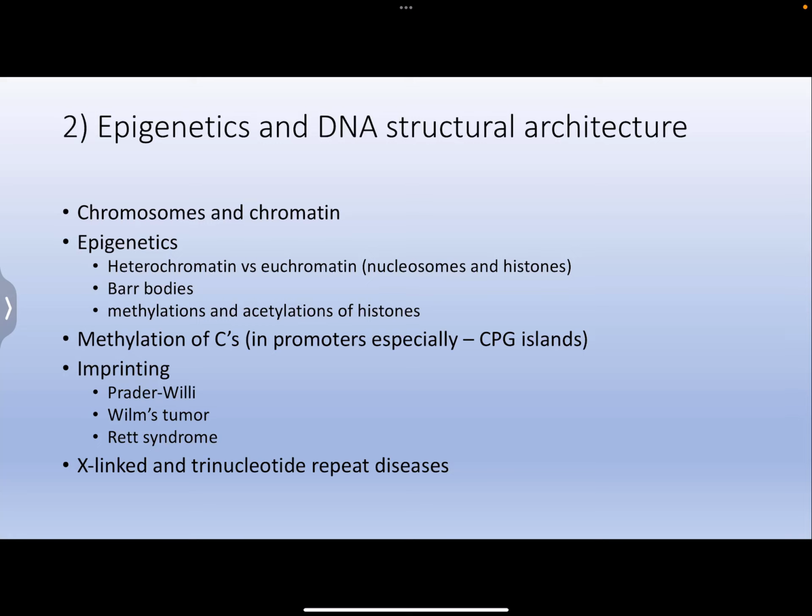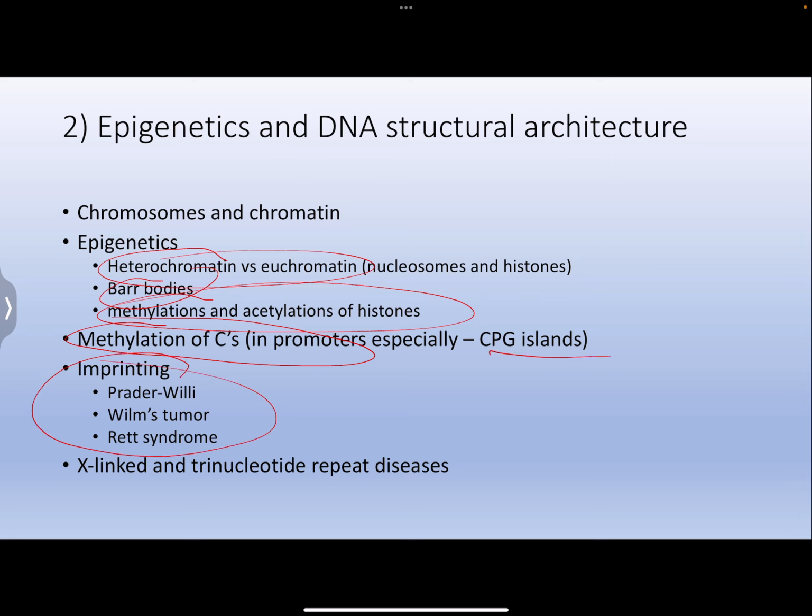This next section is focused mostly on epigenetics, so talking about modifications that we can make to the nuclear architecture to expose certain areas, making them more likely to be expressed, or to condense areas, making them more likely to be silenced. So, looking specifically at heterochromatin and euchromatin, what Barr bodies are, how we can methylate and acetylate histones, not to be confused with the methylation of cytosines and what a CpG island is, and how all this plays a role in imprinting diseases.